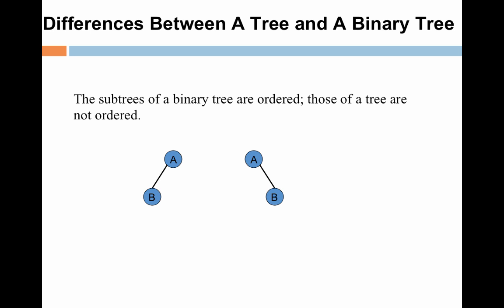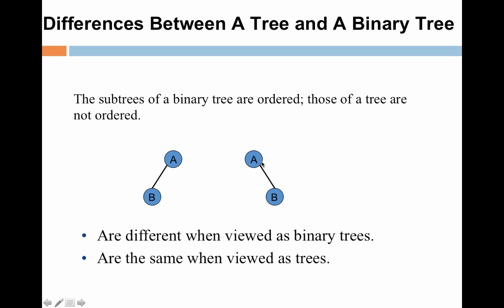Okay, now comes the concept of the fundamental difference between an element of the tree abstract data type and an element of the binary tree abstract data type. The subtrees of a binary tree are ordered. Right? In particular, we say that B is the left child of A. In this example, I say that B is the right child of A. Right? Now, these two trees that we have drawn are two different binary trees. In this binary tree, B is a left child of A, and in this binary tree, B is a right child of A. On the other hand, when we view this as trees, both of them are the same. B is just a child of A, B is just a child of A.